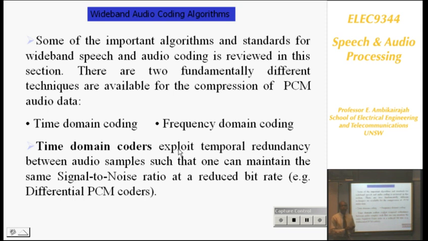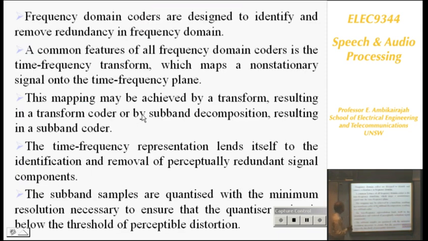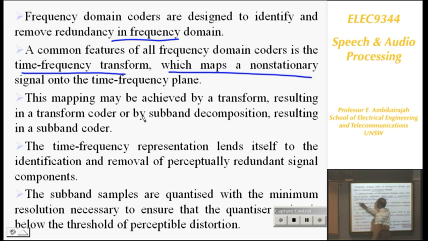So wideband audio coding can be done in two ways. One is in the time domain, the other is called the frequency domain, and frequency domain is what we are after at the moment. Frequency domain coders are designed to identify and remove redundancy in the frequency domain. And a common feature of all the frequency domain coders is a time frequency transform, which maps the non-stationary signal onto a time frequency plane.